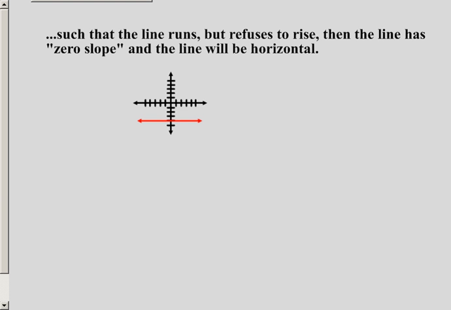Okay, so when this happens, obviously we have a line that refuses to rise, but it definitely does run. We say that this is 0 slope.